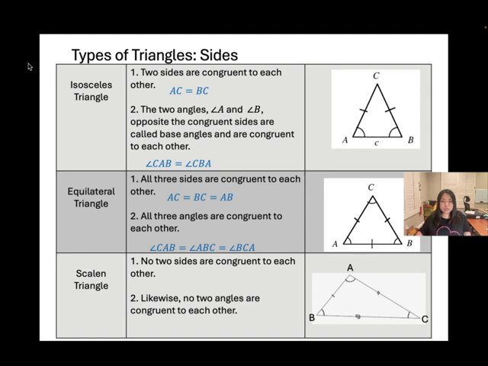Okay, scalene triangle. No two sides are congruent to each other. So you could see for this triangle, AC is not equal to BC, not equal to AB. They do have one check mark here, two check marks, and three check marks, meaning they are not equal to each other. And likewise, no two angles are congruent to each other. So angle ABC is not equal to angle BCA and not equal to angle CAB. Okay, these three angles are totally different. And we call this a scalene triangle.